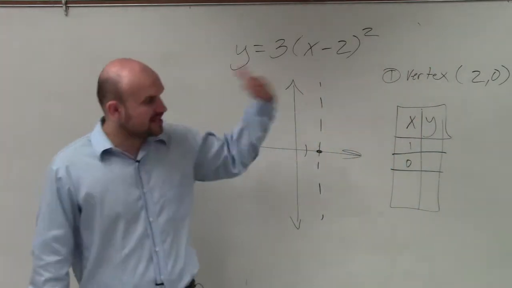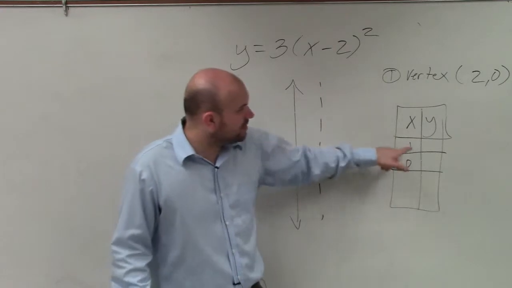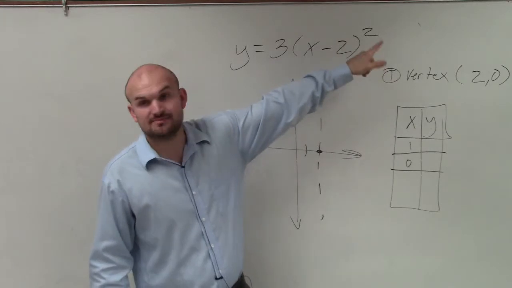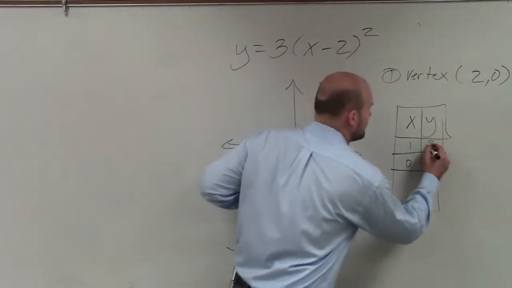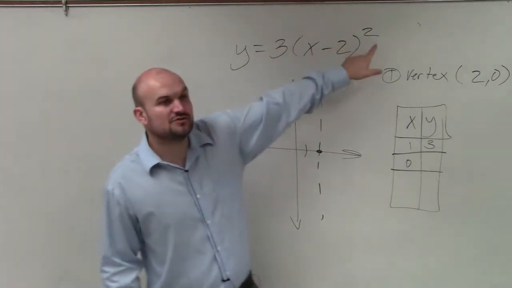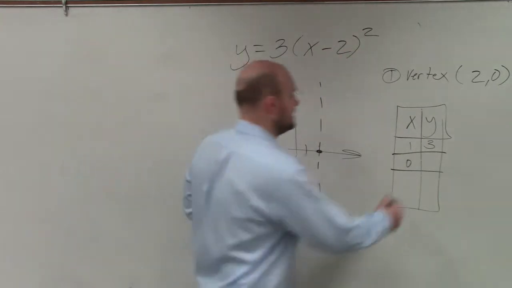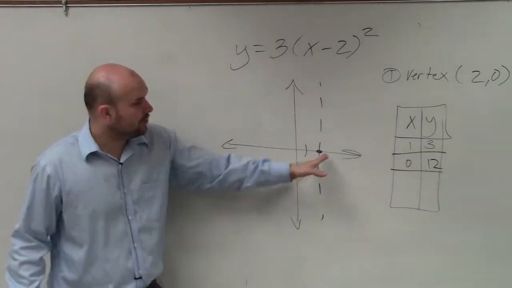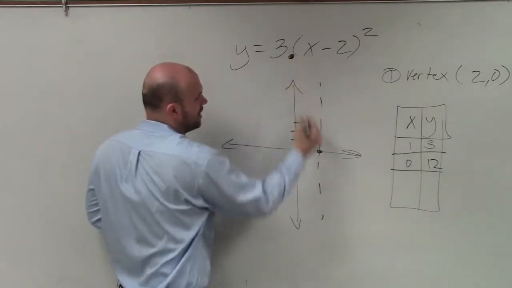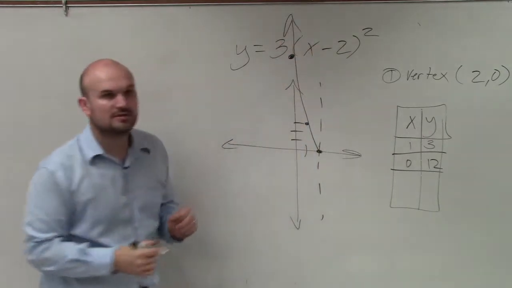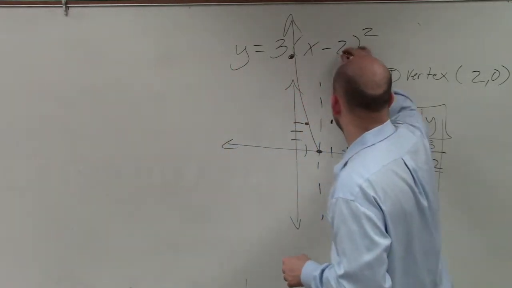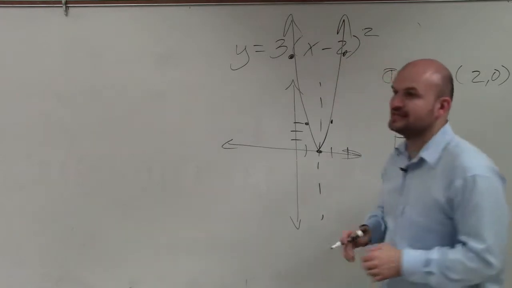And then all we're going to do, just like we did before in the standard form, is plug in the points. So let's plug in 1. 1 minus 2 is -1. -1 squared is +1. +1 times 3 is 3. Now let's plug in 0. 0 minus 2 is -2. -2 squared is +4. +4 times 3 is 12. So we plot these points. At 1, I go up to 3. At 0, I go up to 12. And then, once we find those 2 points, we just reflect them over. And that's what your graph looks like.